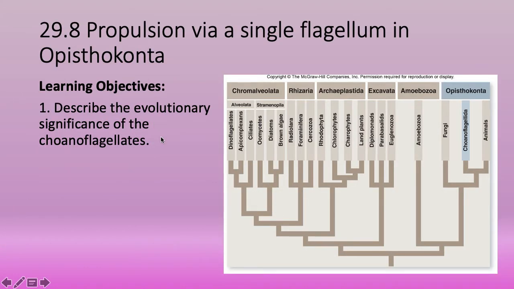Okay. The final section. Propulsion via a single flagellum in the Opisthokonta. So we are finally approaching the last supergroup, the Opisthokonta, where we're going to talk about the choanoflagellates. They are grouped with the fungi and animals, but these guys are protists, and this is fungi, and these are animals. So we'll just talk about the choanoflagellates here. So why are they so important?